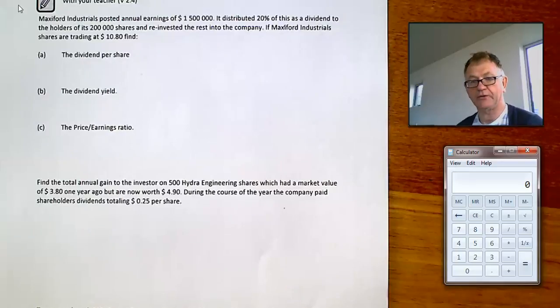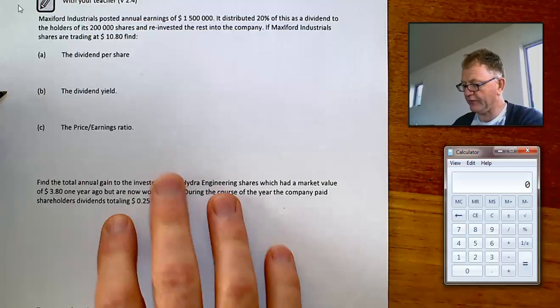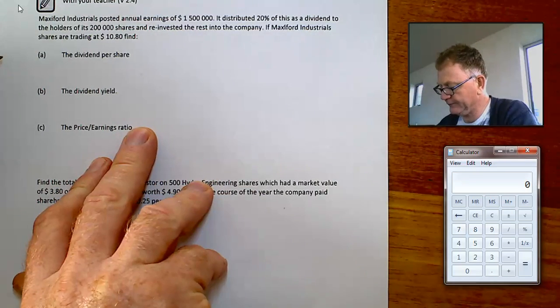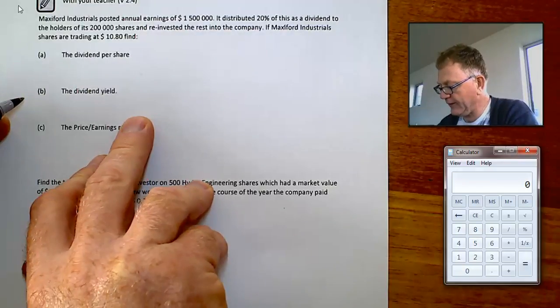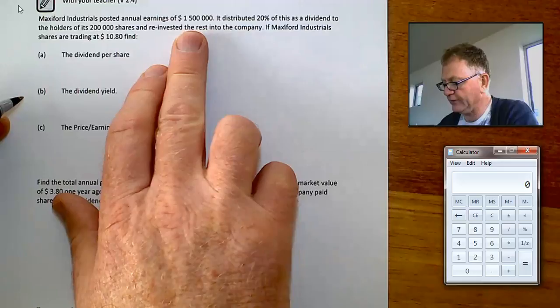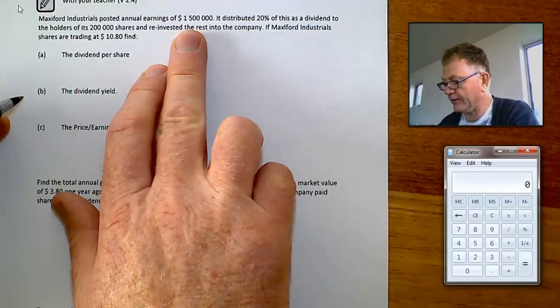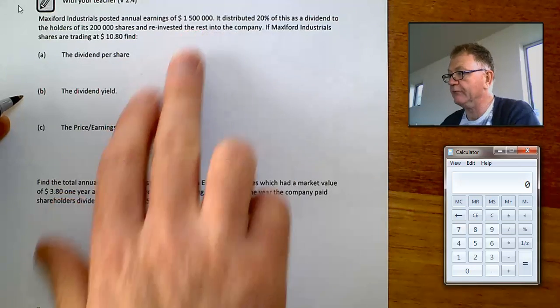Some more questions on the stock market. This first example asks us firstly to work out the dividend per share for this scenario. Well, Maxiford pays 20% of its annual earnings to the shareholders. So the first job is to work out what 20% of 1.5 million is.